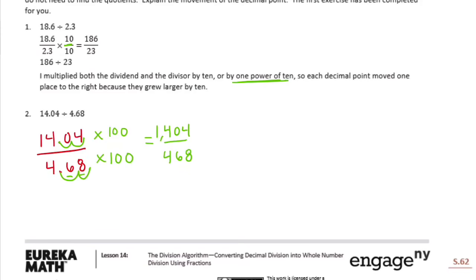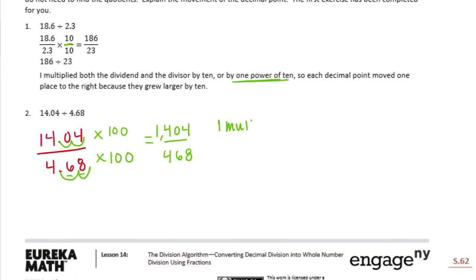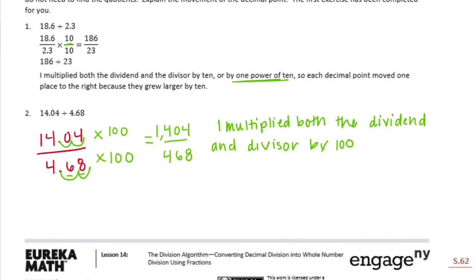So let's write all that out. So I multiplied both the dividend and divisor by 100, and I'm just using this example kind of like a template that they gave us. I'm just going to insert what we did for this problem. So whenever someone gives you an example, use that to your advantage. So we multiplied by 100, or by 2 powers of 10.